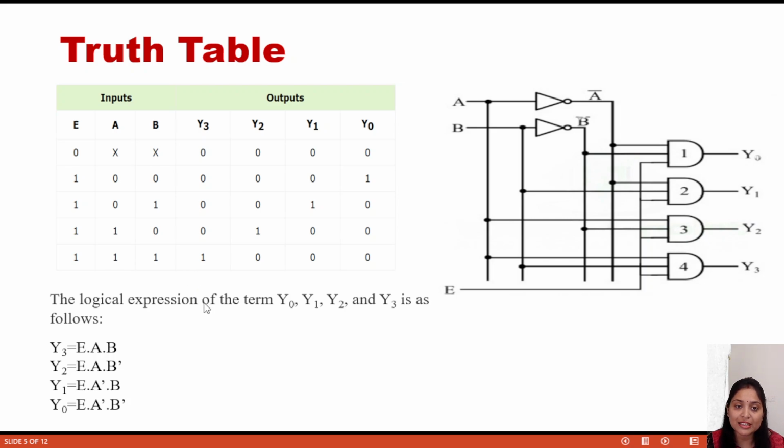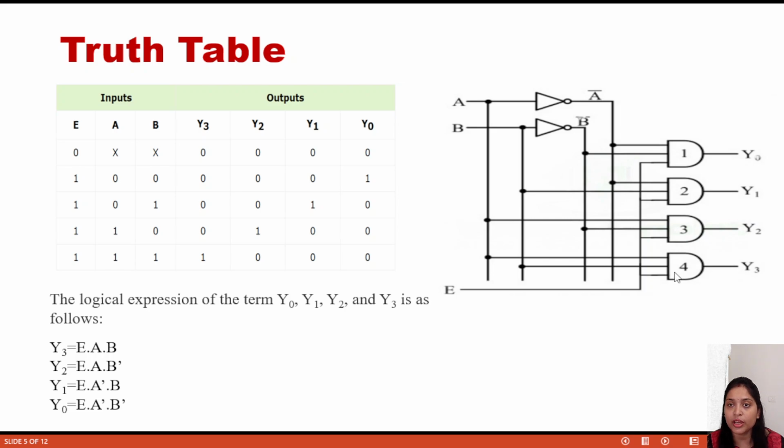So how will we explain the logical expressions for Y0, Y1, Y2, Y3? Y0 is E into A bar B bar, because 0 is represented as A bar and here also B bar. Then Y1 is E into A bar B. Then Y2 equals E into A B bar, and Y3 equals E into AB.